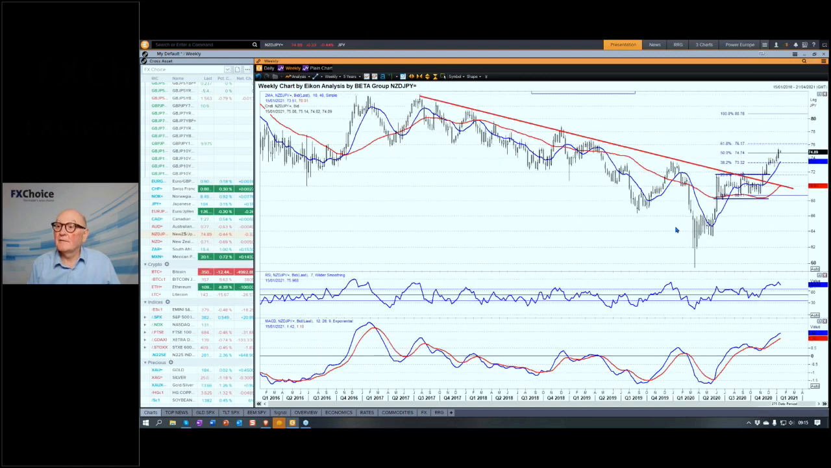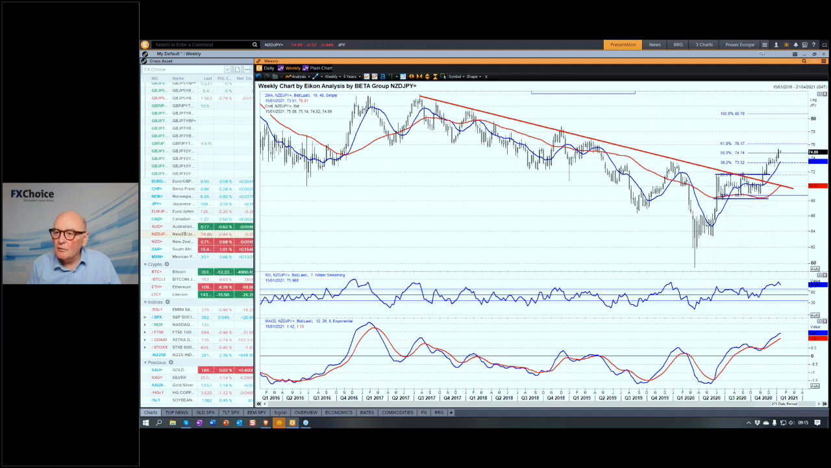If I can, here we are. So we had that consolidation. We broke out, it's powered ahead, it's broken this high. It's now ready to test this one. I've done this measurement, Fibonacci projection measurement, starting here to here, then to the pullback level here, then projecting up.